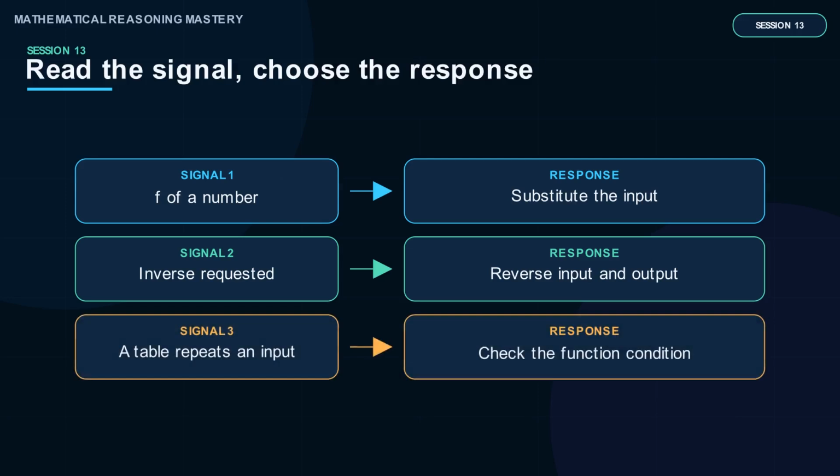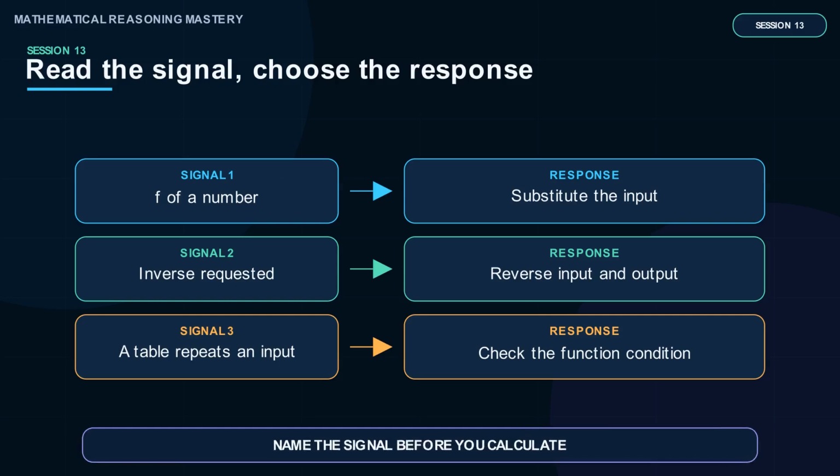Signal 3 is a table that repeats an input. Remember to check the function condition. This separates plausible work from valid reasoning. If you cannot name the signal, pause and classify. A deliberate choice of method is usually faster than repairing a rushed setup.